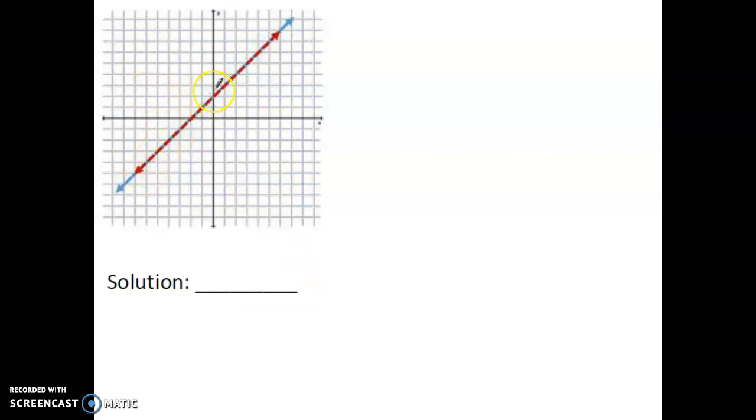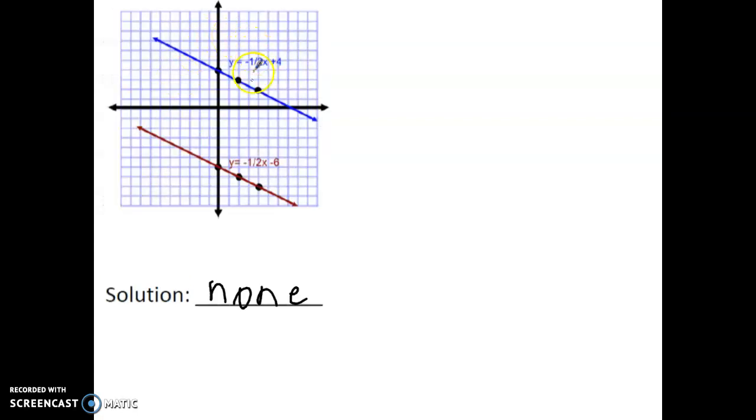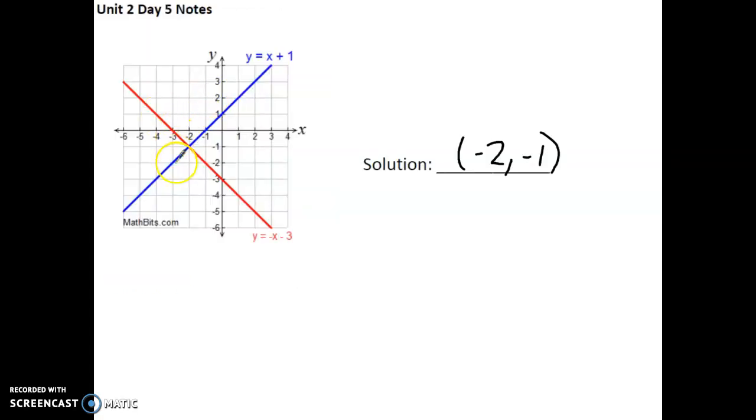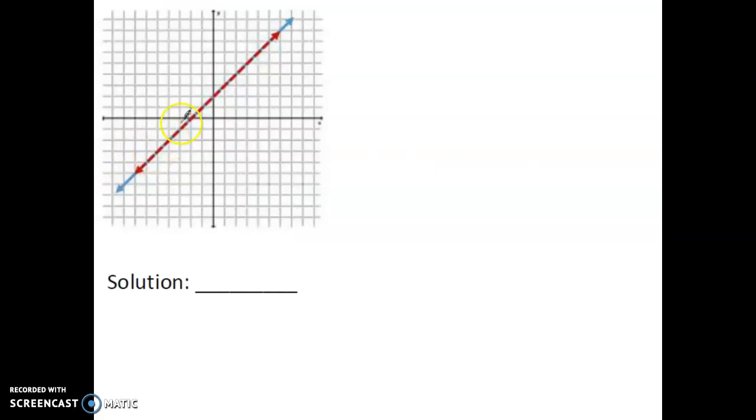All right, now look at this one. The red line and the blue line are right on top of one another. That means that their slopes are the same and their y-intercepts are the same. Remember when they were parallel, the slopes were the same, but the y-intercepts were different. In this case, the slopes are the same and the y-intercepts are the same. Now the answer, remember, is the point of intersection. It's the point that they have in common. Well, how many points do these have in common? They have infinitely many points in common. So let me write that down. There are infinitely many solutions.